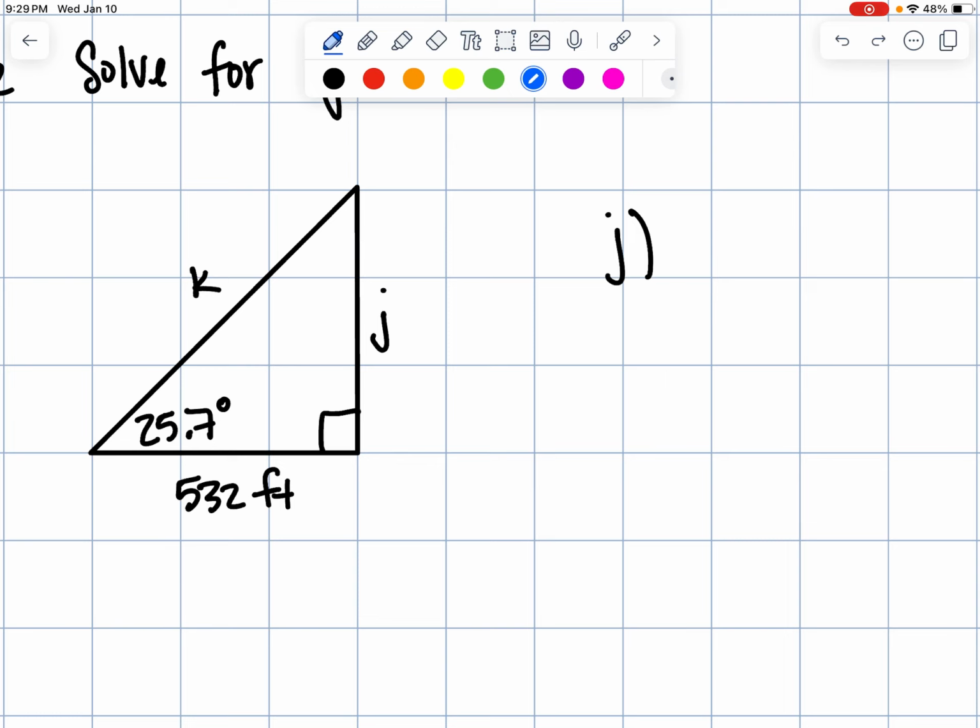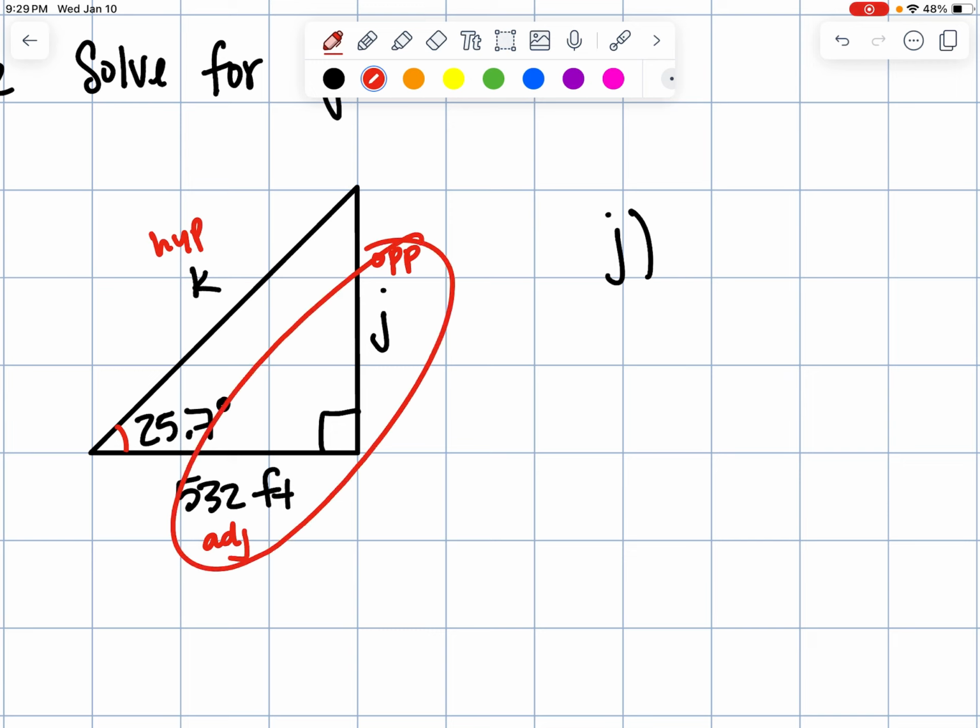From this perspective, 25.7 degrees, we know that the base is 532 feet, and this is the adjacent side. The j is directly opposite of it, so this is the opposite side. For k, we could write hypotenuse here. If we're solving for j first, which trig function involves opposite and adjacent? Tangent does. So we're going to work with tangent.